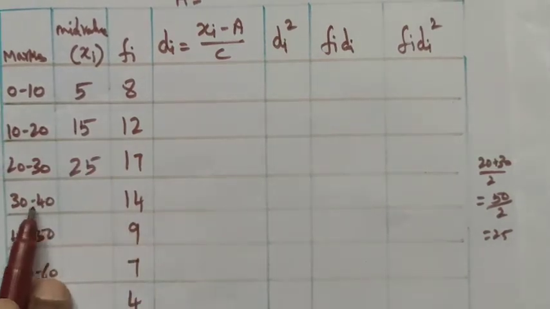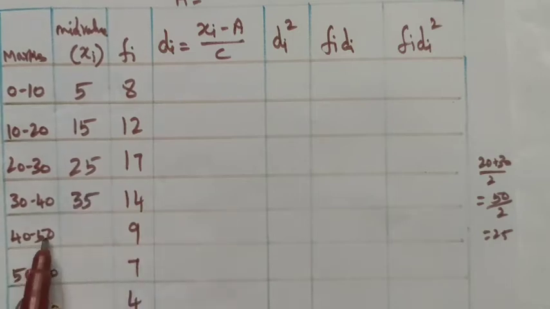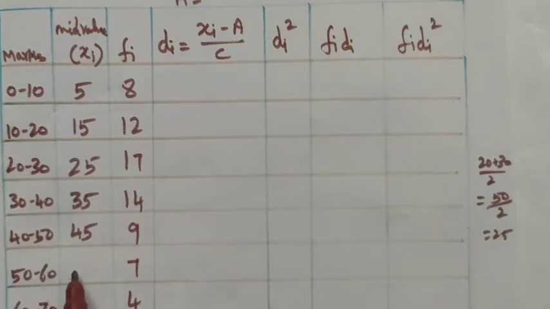Then sum of this number is 70, 70 divided by 2 is 35. Sum of this number is 90, 90 divided by 2 is 45. Sum of this number is 110, 110 divided by 2 is 55. Sum of this number is 130, 130 divided by 2 is 65.